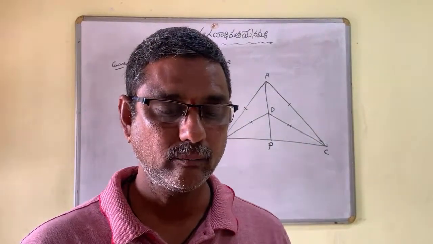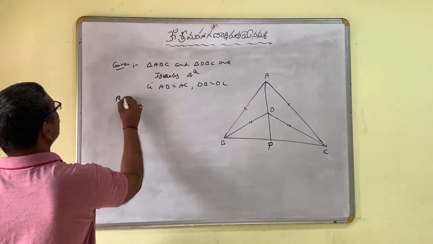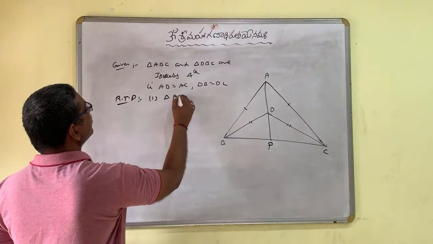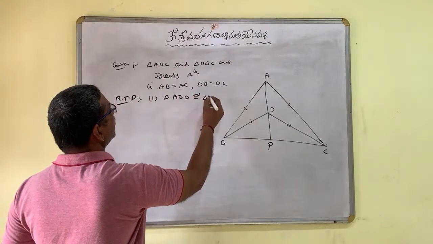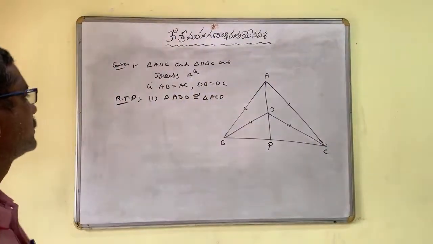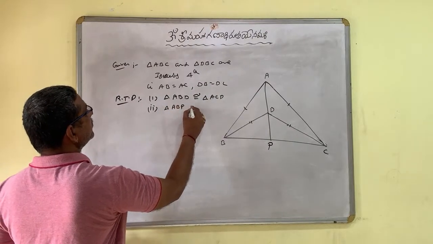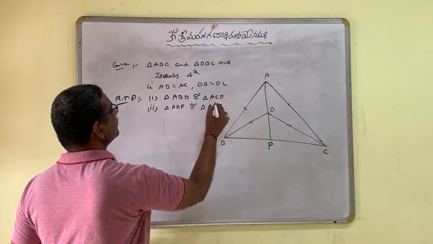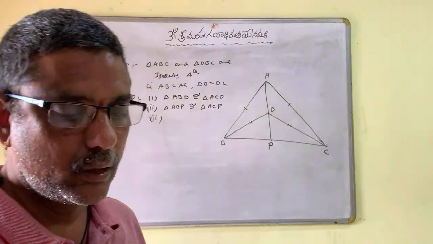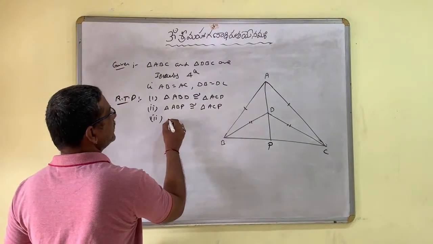Now, what we have to prove? Required to prove. First one, triangle ABD is congruent to triangle ACD. Second one, triangle ABP is congruent to triangle ACP. Third one, AP bisects angle A as well as angle D.